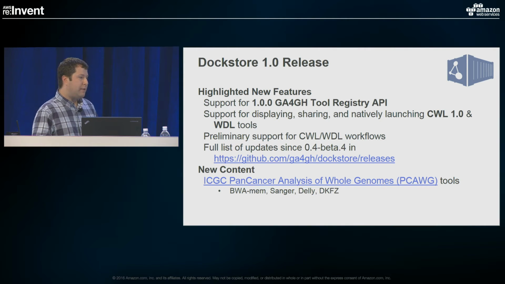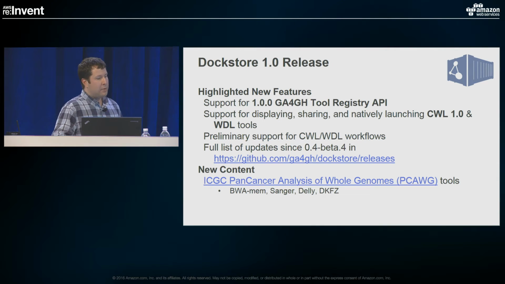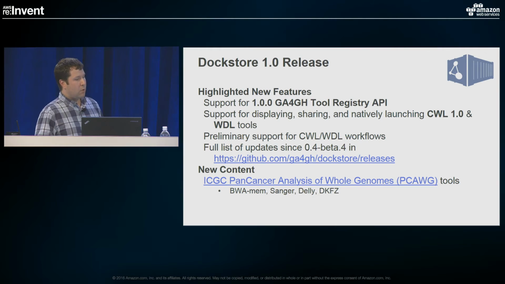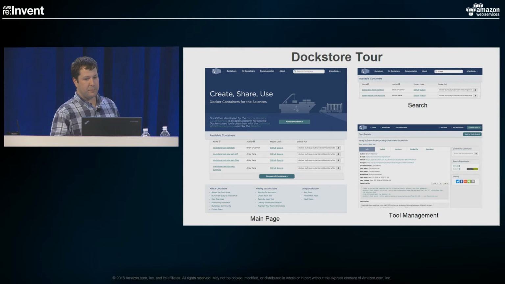We support 2 entity types. We support Docker-based tools, and we also support CWL and WDL native workflows as well, which are modeled as documents. And right now, the PCAWG group is really working hard to make sure all of our content, including the core pipelines, are being ported and available in Dockstore. We have all of them except the Broad at the moment.